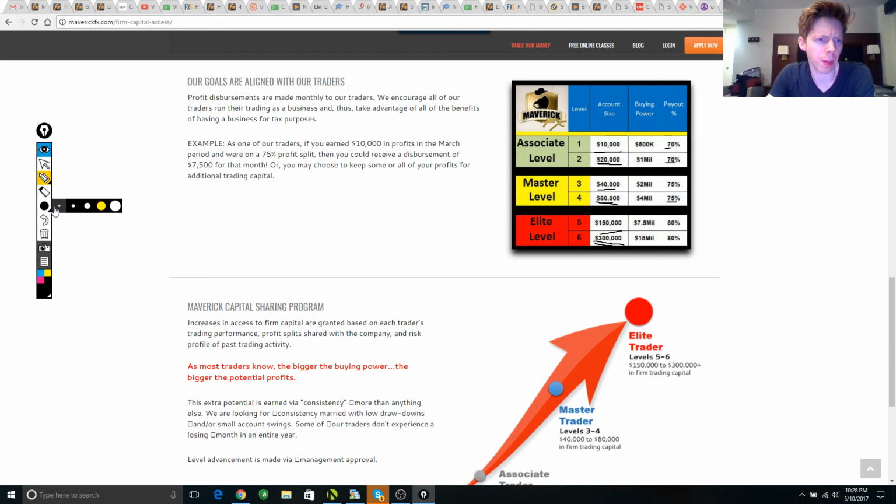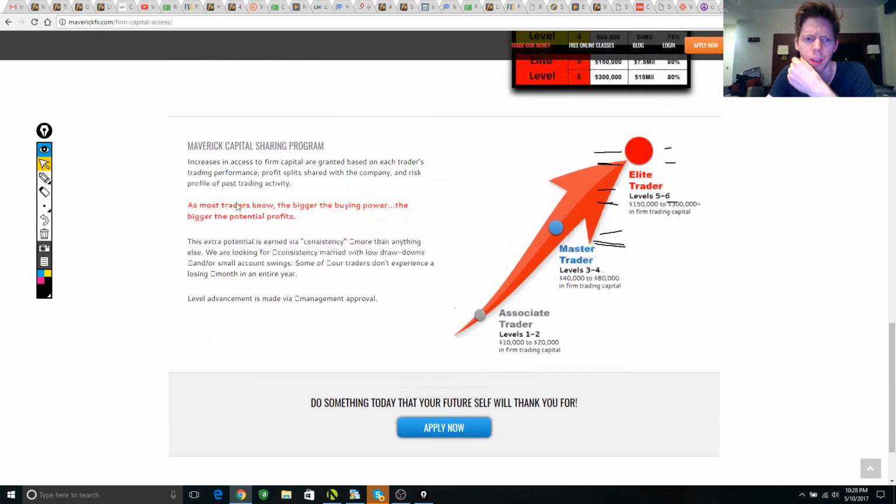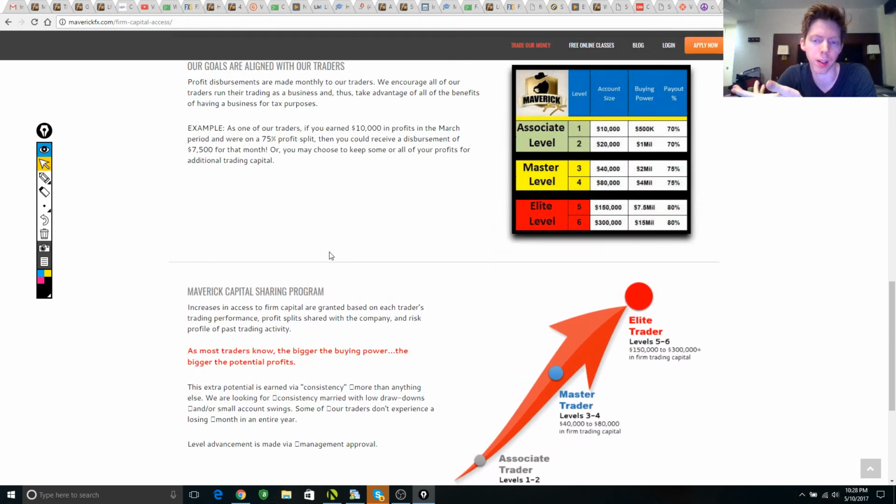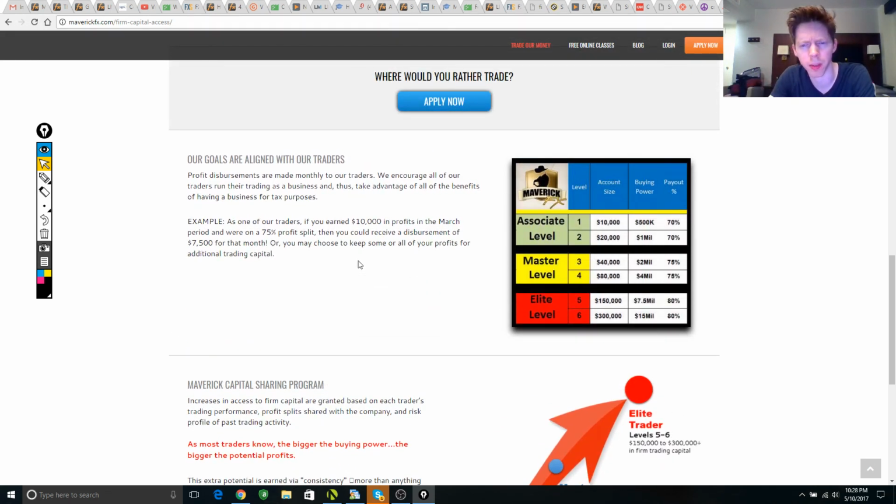So with that being said, let's talk a little bit more about why they're good and why maybe there's some negatives involved. I mean, I mentioned the negatives already, is that they take 30% of the profit, but as you increase through the levels, they take less and less. The biggest drawback, I would say, is the 10% drawdown cutoff.